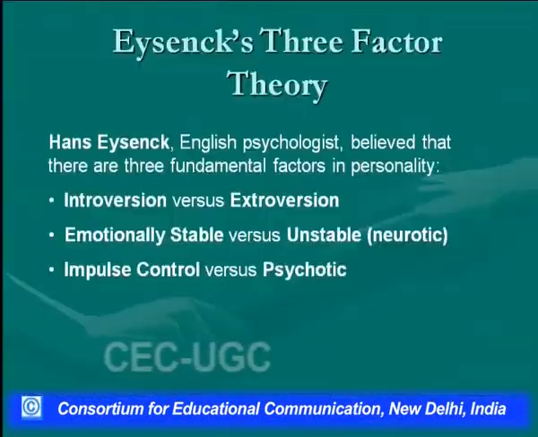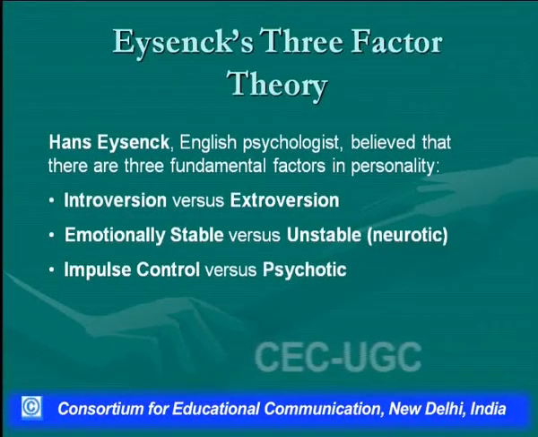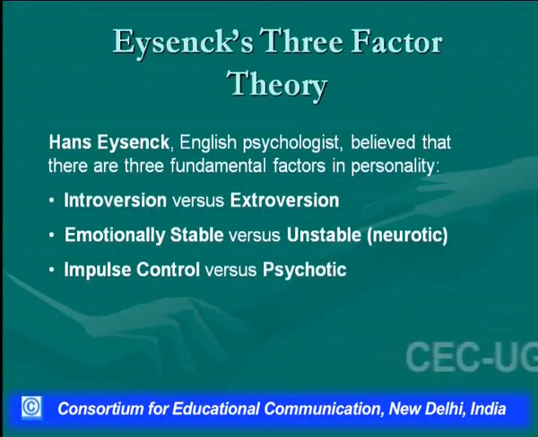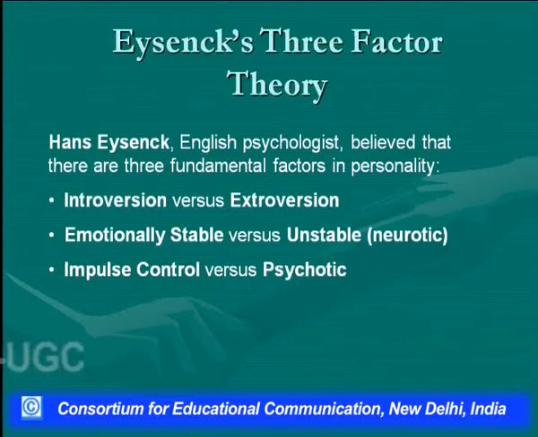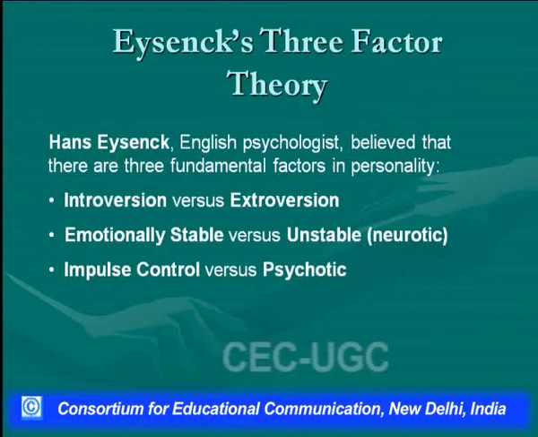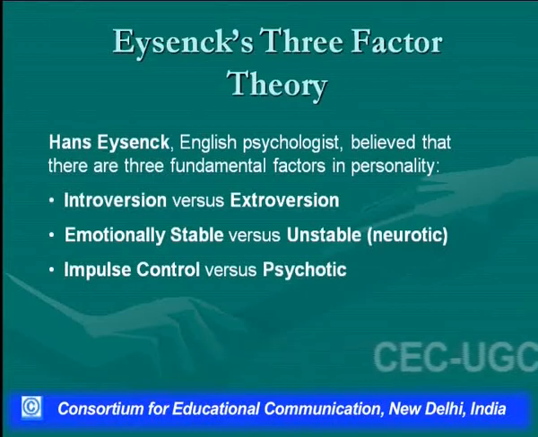Now we talk about the Eysenck three-factor theory, which is very important from the personality point of view. Hans Eysenck was an English psychiatrist. He believed that there are three fundamental factors in the personality. The first is introversion versus extroversion. The next is emotionally stable versus unstable, or neurotic, whereas the third is impulse control versus psychotic.